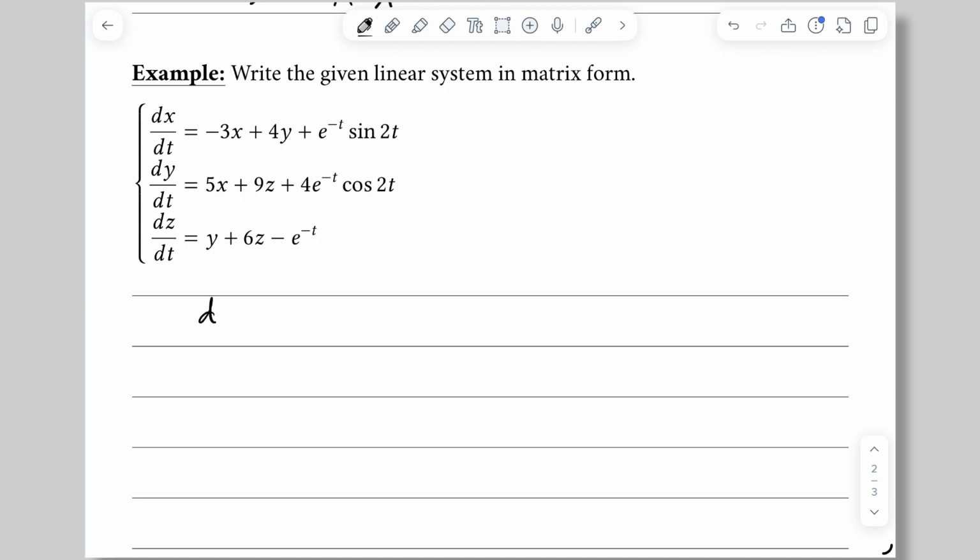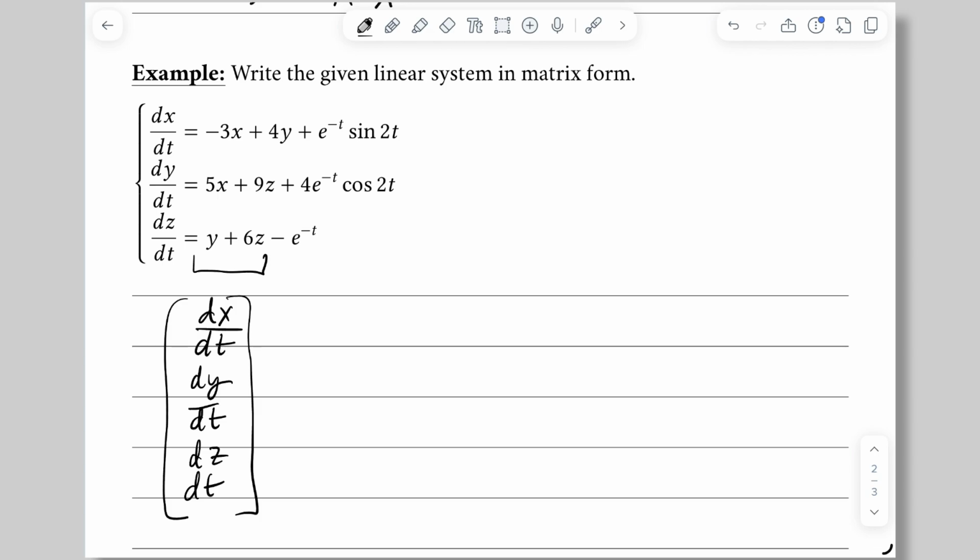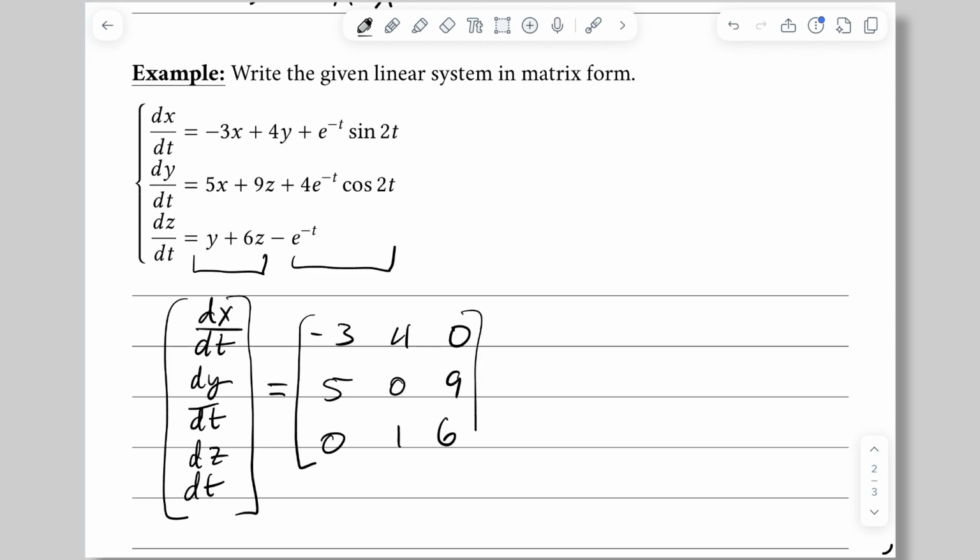The matrix on the left, x prime, is dx dt, dy dt, dz dt. That's the easy part. And then what we're going to do is separate out the x, y, z part from the parts that contain the independent variable t. The coefficient matrix has rows negative 3, 4, 0. Note we have x, y, and z. In that first equation, we had a negative 3x and plus 4y, but we didn't have a z term, so we're using 0 as that placeholder. 5, 0, 7, that's where that placeholder goes. And then 0, 1, 6 times our column matrix of unknown functions x, y, and z.